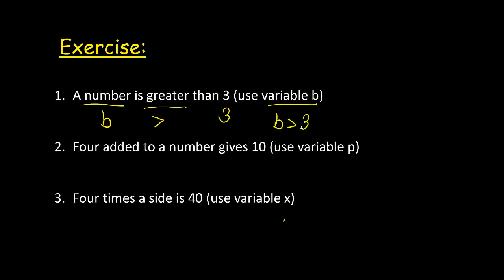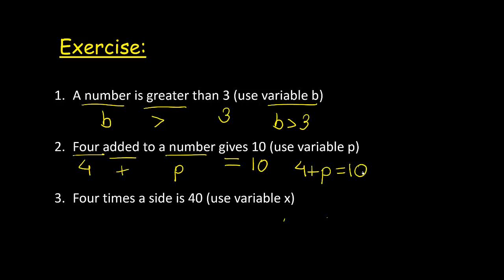Now in the second one we have 4 added to a number gives 10. Use variable p. 4 added to a number, well, we don't know the value of it, so it's going to be p. Gives. Now over here, like in the examples, we used is for the equals, but over here we have gives, and it is still equal. So both of them have the same meaning. Gives 10. So 4 plus p is equal to 10.